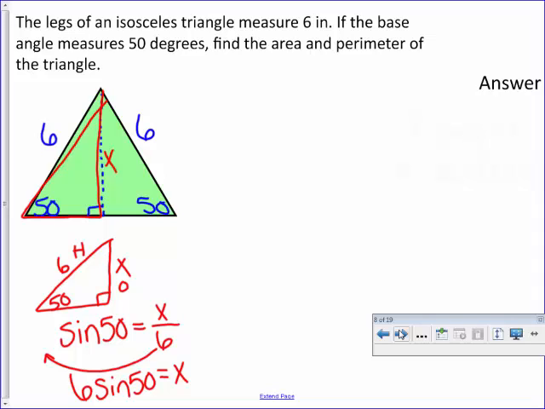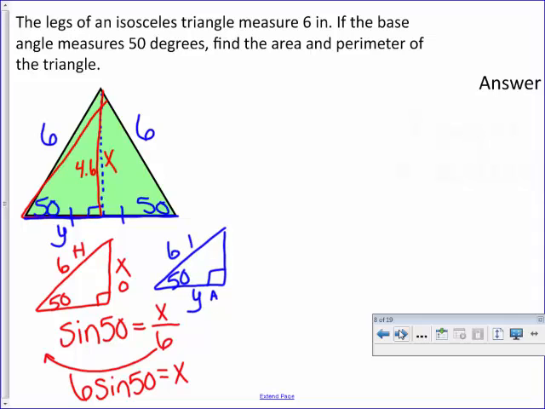When we calculate this, you should get the height, for x, to be 4.6. Okay, now we need the length of our base down here also, because we don't have the length of our base. Remember, that gets cut in half, so I'm just going to put a y there. So when I redraw my triangle like this, we have y, 50, and 6.